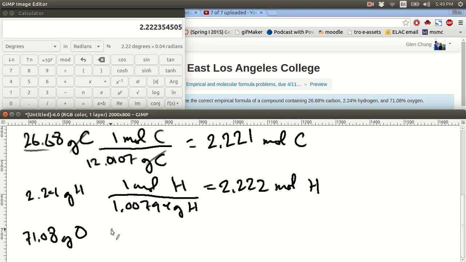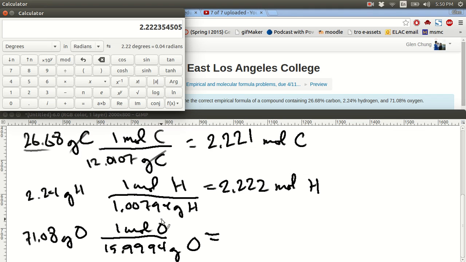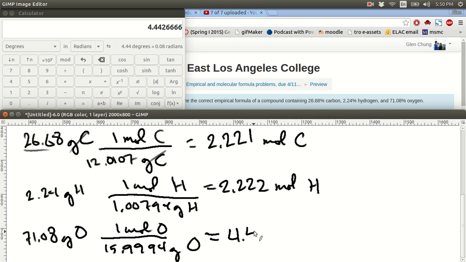71.08 grams of oxygen. 1 mole of oxygen has 15.9994 grams of oxygen. So, what we are saying is 4.443 moles of oxygen. Oops! Look at this. 4 significant figures. That is illegal. Sorry about that. Messed up. There are only 3 significant figures here. It's very important to have the right significant figures. I'll show you why in a moment.